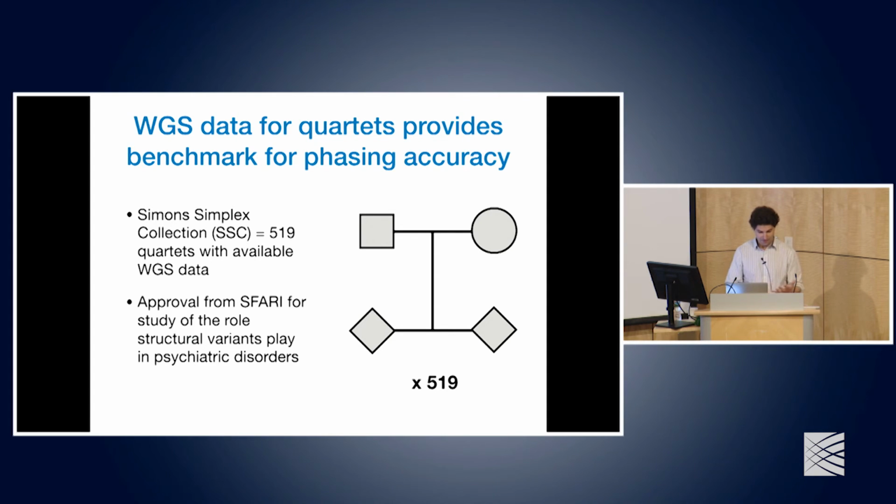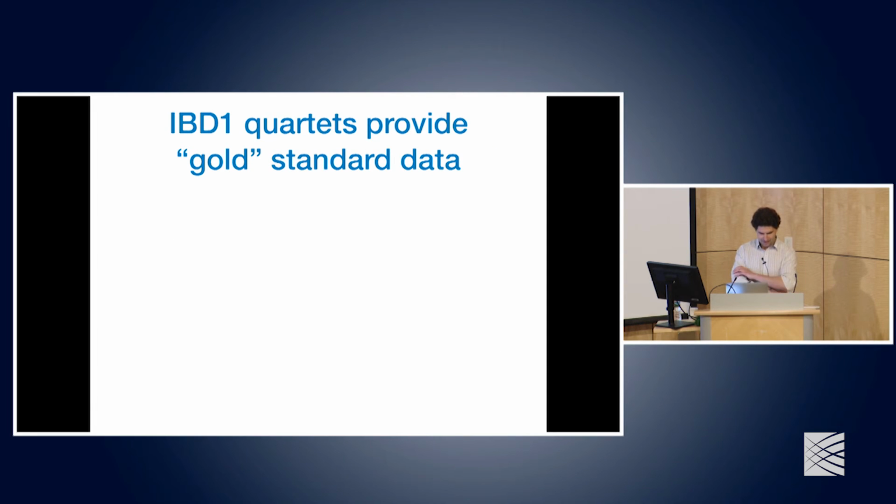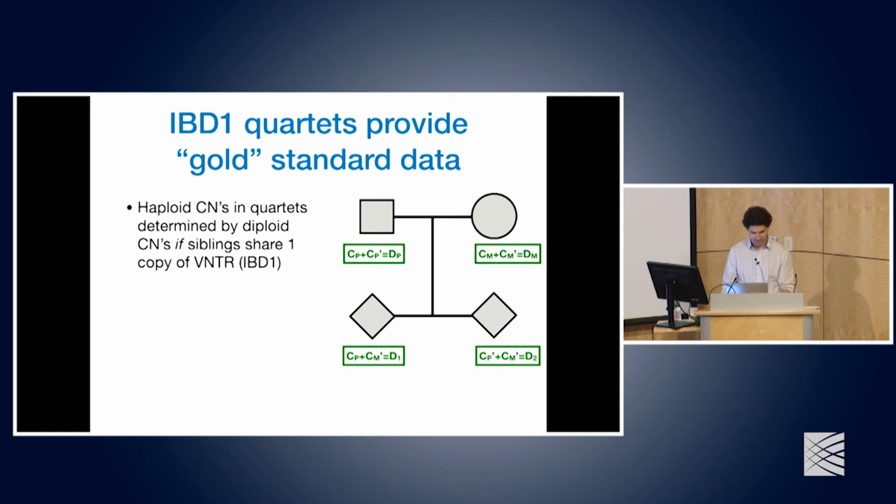Our use of this data was approved by the Simons Foundation for Autism Research for an ongoing study of the role that structural variants play in psychiatric disorders. So the reason this is so useful is that for the IBD1 quartets, that's the quartets where the siblings share exactly 1 copy of the VNTR, we can solve exactly for all their copy numbers.